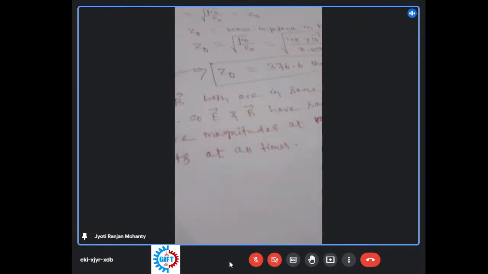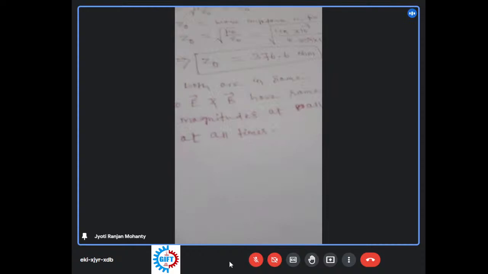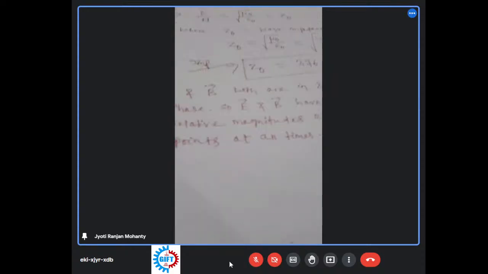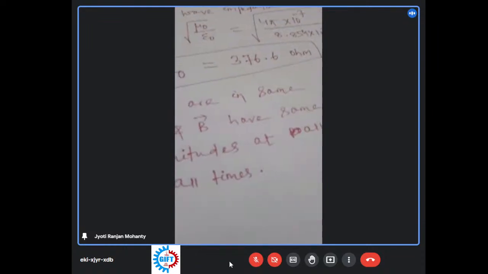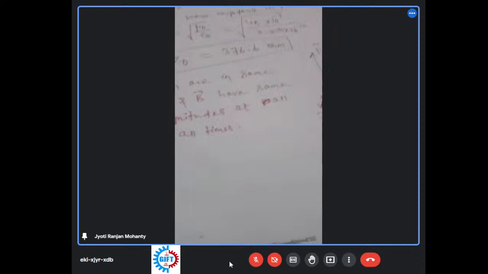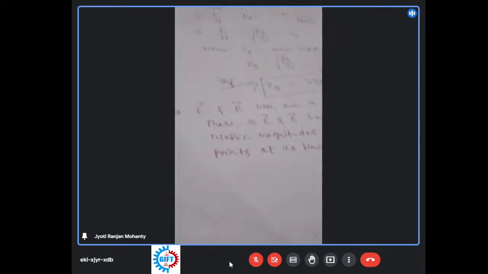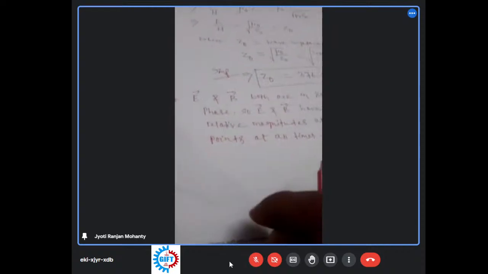So E and B have the same relative magnitudes at all points at all times. They have no phase difference. The phase difference becomes zero, or constant.